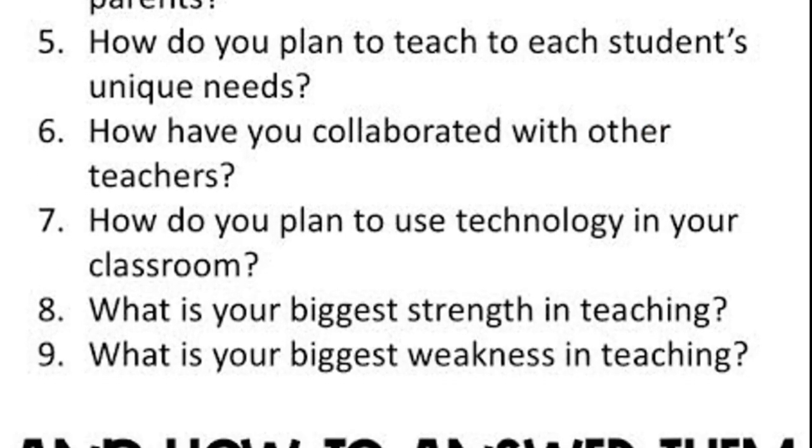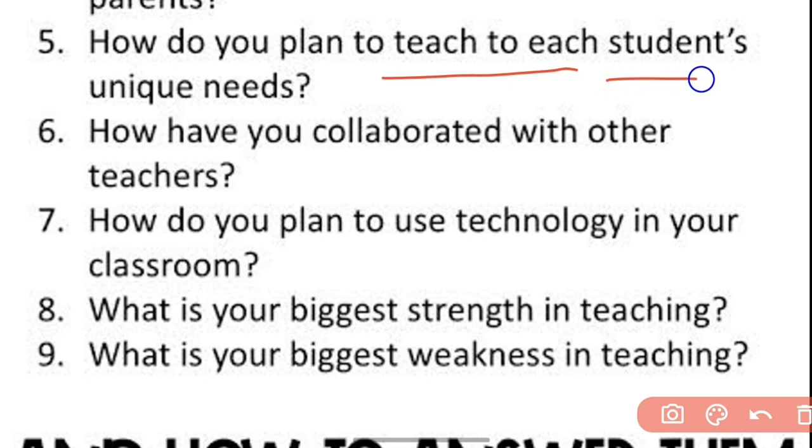Next is question number 5. How do you plan to teach students with unique needs? You have to plan. First of all, you have to know every child's name. You have to know which student needs which type of things. After that, you will organize a very well prepared lesson plan, and you have to organize it according to the classroom TLMs, teaching learning materials.